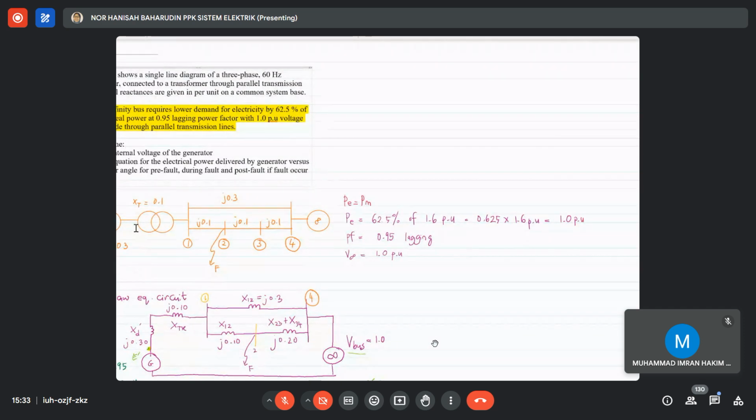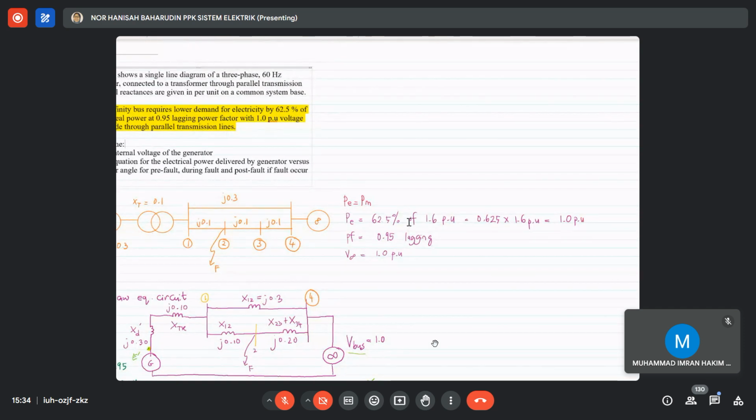So again, the same thing as the previous question. XD prime is 0.3, transformer reactance is 0.1, and between bus 1 to bus 4 the reactance is J0.3. You have different buses connecting all these transmission lines, which is bus 1 to bus 2, bus 2 to bus 3, bus 3 and bus 4. But unfortunately, you have a fault at bus 2. So what will happen if you have a fault at bus 2?